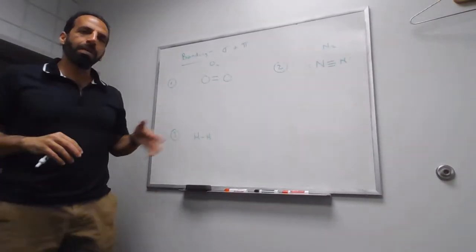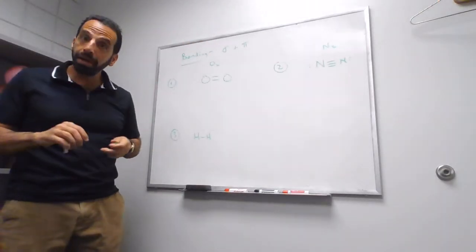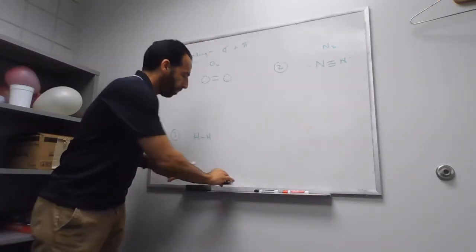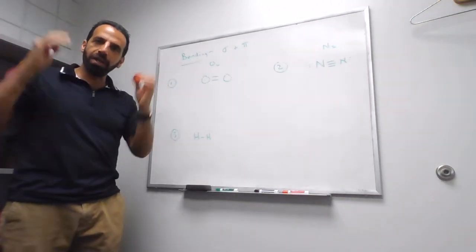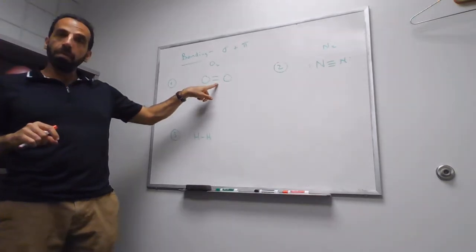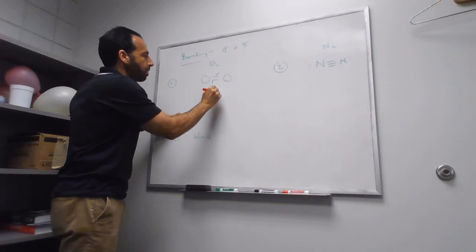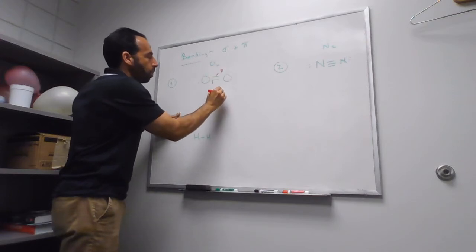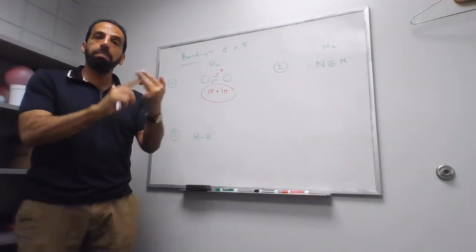To kind of finish this up, I just wanted us to determine the number of sigma and pi bonds in there, just to review. This is oxygen, so oxygen is diatomic, O2. This is its Lewis structure. If I look at this, it's a double bond, which means there's 1 sigma plus 1 pi. So a double bond is 1 sigma plus 1 pi.